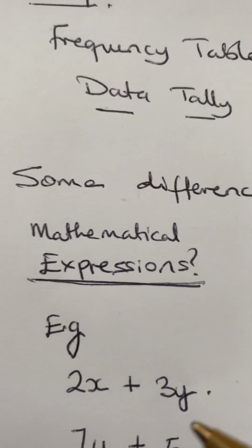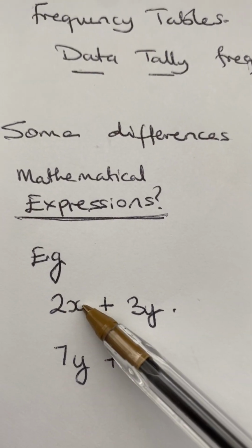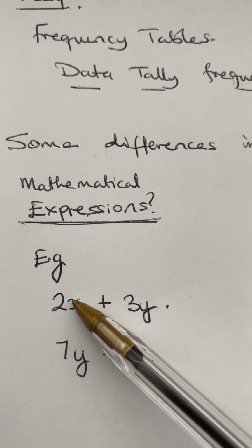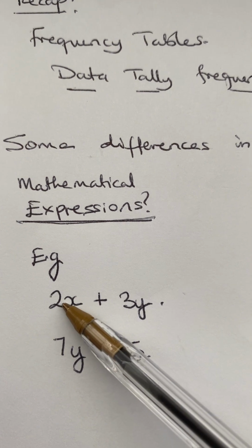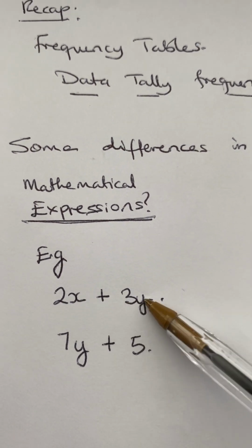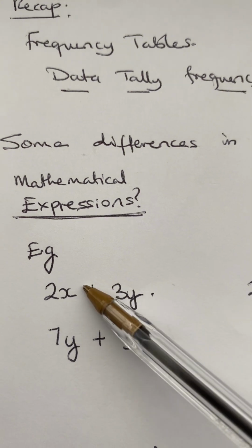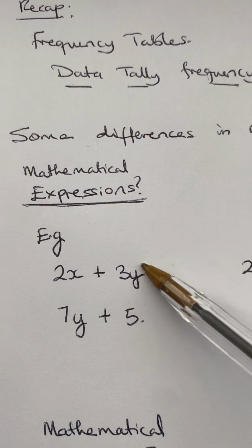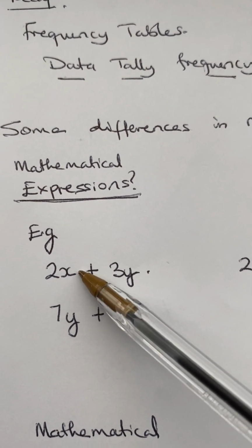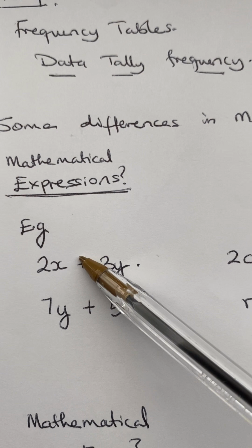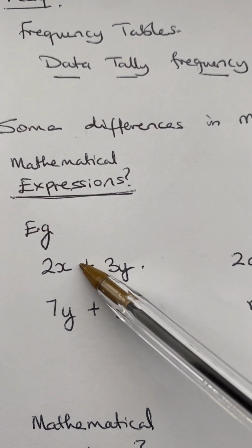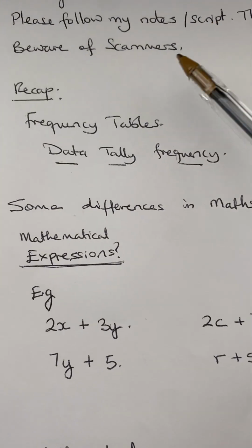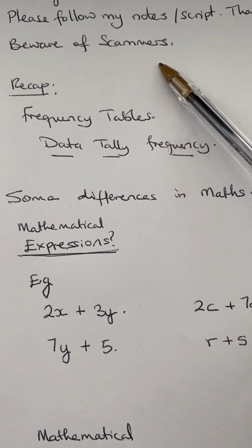Why? Because, for instance, this is 2x plus 3y. So assuming I say 2y plus 3x, please follow what is on the script. At that moment, what I'm explaining is what I'm pointing to. Please, that'll be very helpful.